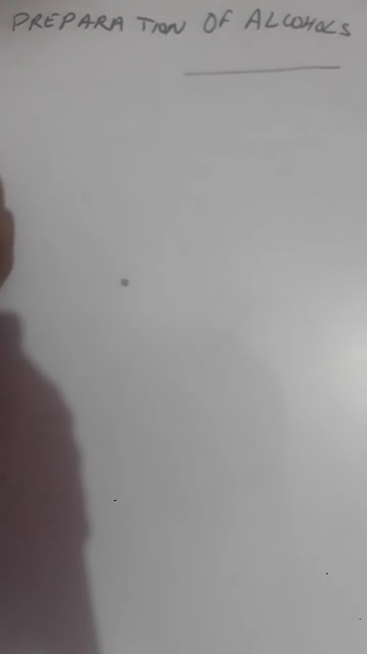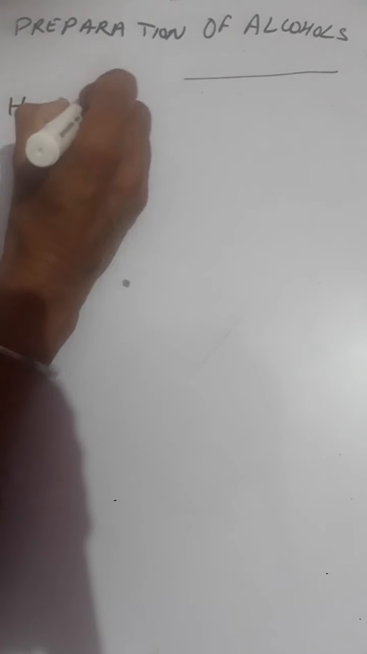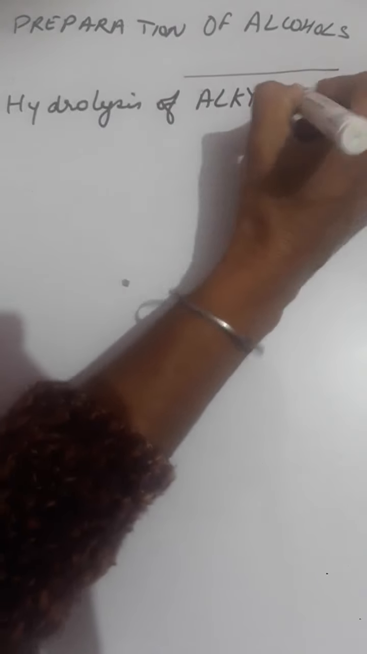Now we will start with preparation of alcohols, meaning how alcohols are prepared. There are several methods. The first one is by hydrolysis of alkyl halides.